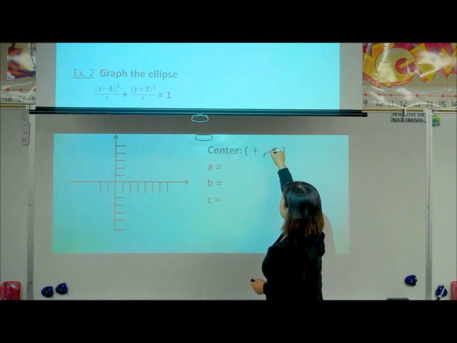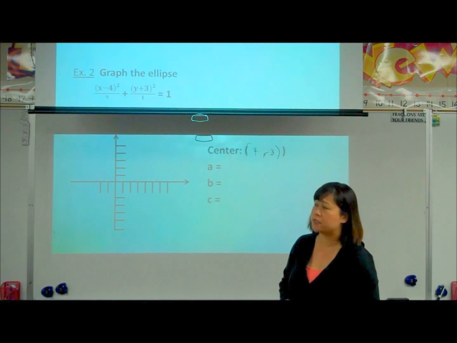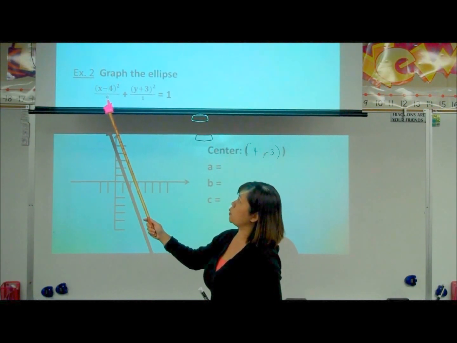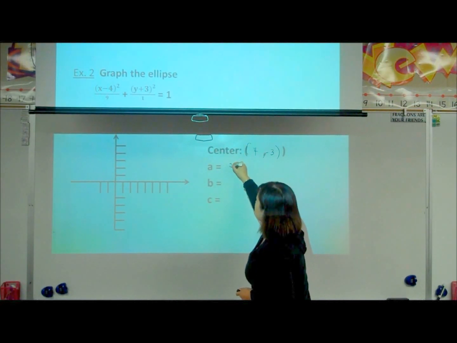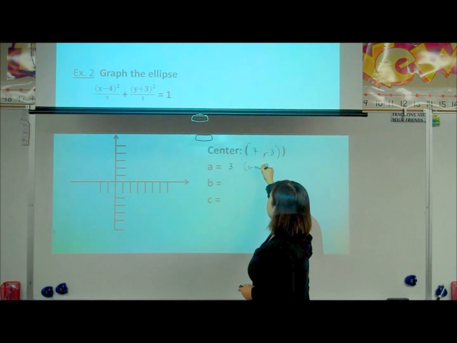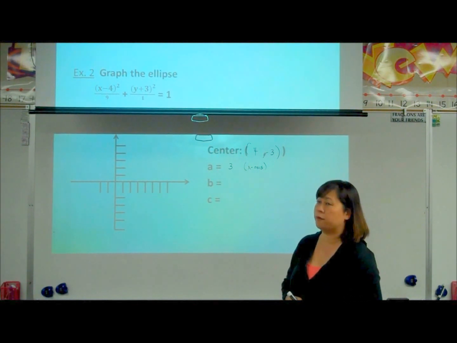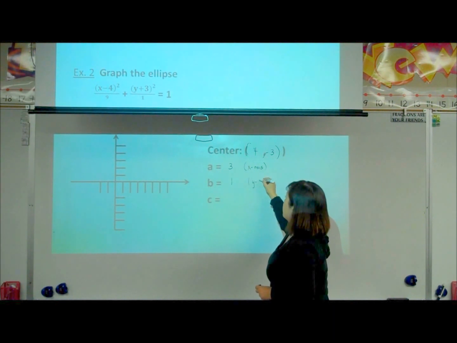So I'm going to go ahead and write the center at 4, -3. And then for my A, so my A is the longest side, so in this case, the longest side is underneath the x-axis right there. Square root of 9 is 3, so we're going to put down 3. And again, I'm going to put x-axis just to remind myself when I graph it, that's the longest side. And then the y-axis is square root of 1, which is 1. So that's going to become 1 right there, that's the y-axis right there.